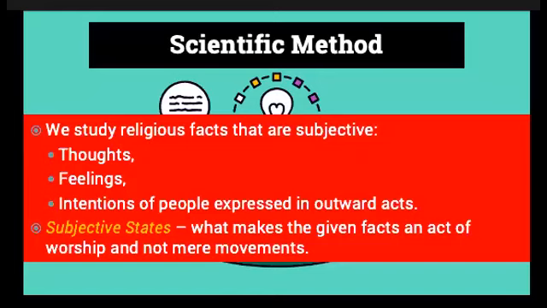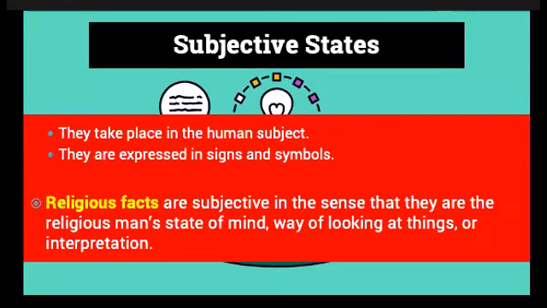In this scientific understanding of religious experiences, we have to take note of the fact that what we study in religion are facts that are subjective: thoughts, feelings, and intentions of people expressed in outward acts. Subjective states are what make these given facts an act of worship and not mere movements. Subjective states take place in the human subject and are expressed in signs and symbols.